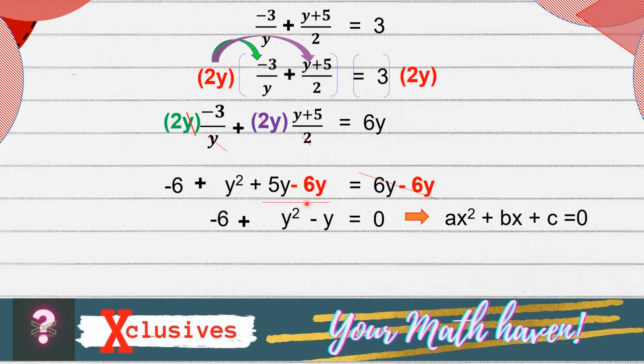Remember that in standard form, it is ax squared plus bx plus c is equal to 0. We are going to start with our highest degree, followed by the linear term and the constant term. So by rearranging this equation, we are going to start with y squared, followed by minus y, and lastly minus 6 is equal to 0. And this is now our standard form of our quadratic equation.